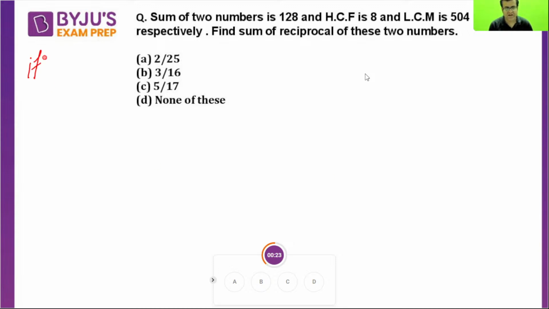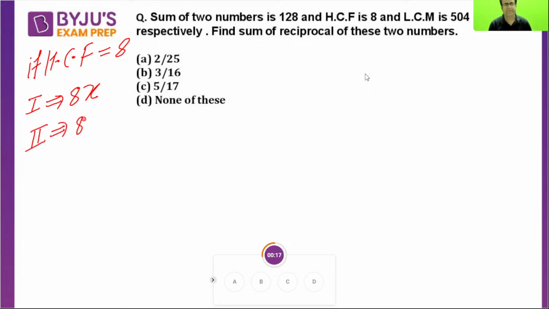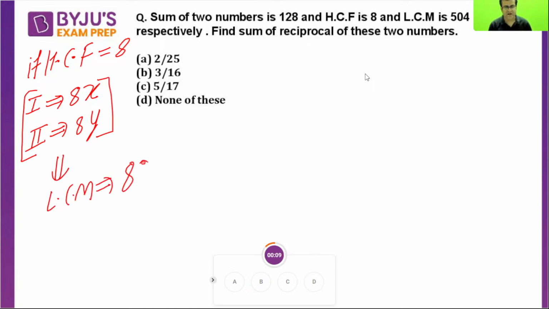If HCF is 8, I can take both the numbers as 8x and 8y. First number 8x, second number 8y. Then the LCM of both: 8 is common, x and y are left. So 8xy is given equal to 500.